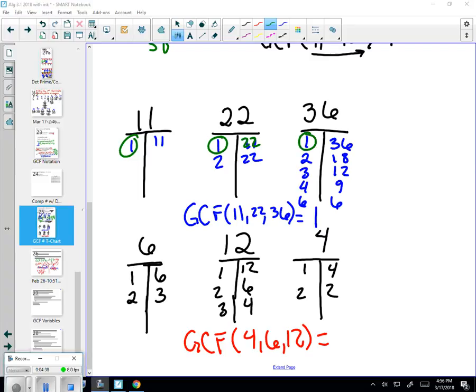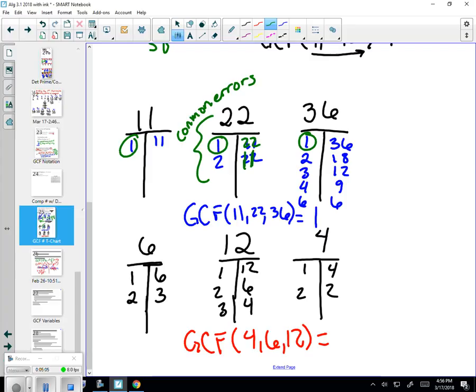If you looked closely, you should have seen that there was an error with 22. It's not 1 times 11. I need 1 times 22 and 2 times 11. Otherwise, it doesn't work. This is an example of common errors. Be very careful. Make sure you do your math. The GCF of 11, 22, 36 is 1.